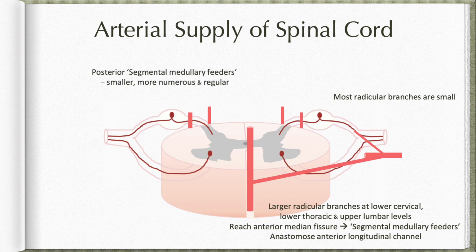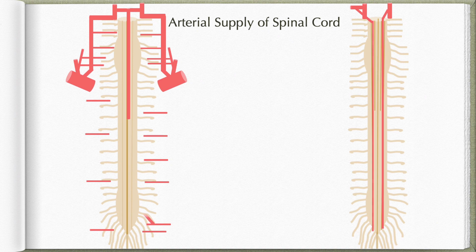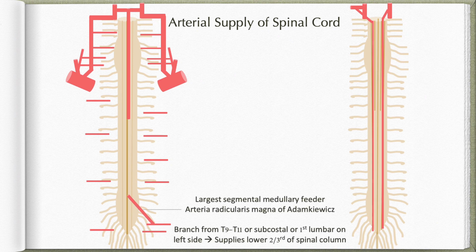Similar posterior segmental medullary feeders are also present, but they are relatively smaller in size. However, they are more numerous and more regular in their number. The largest of the segmental medullary feeders is called Arteria radicularis magna of Adamkiewicz. This usually arises as a branch of one of the lower posterior intercostal arteries, that is from either T9 or T10 or T11, or it may arise as a branch of subcostal or as a branch of first lumbar artery.